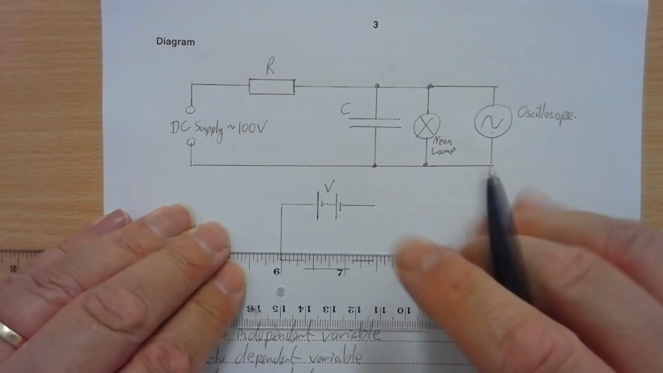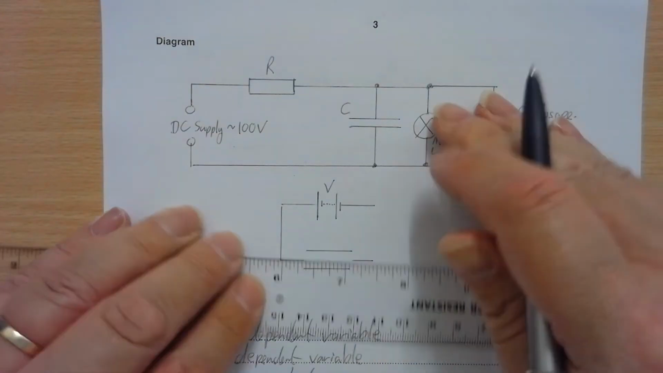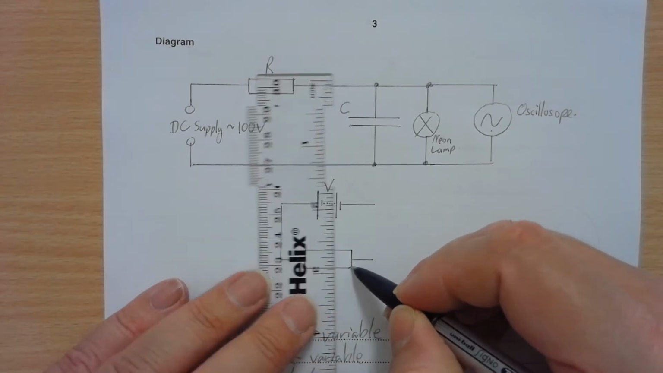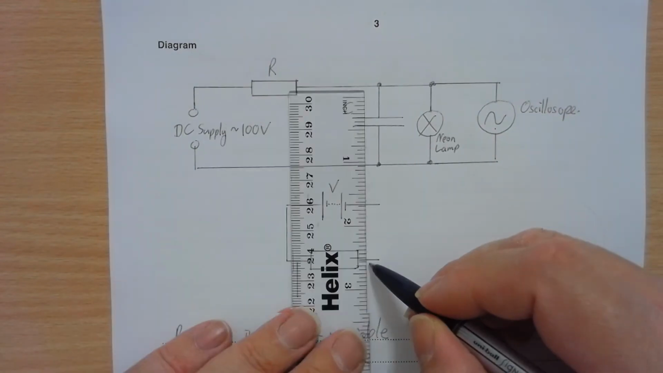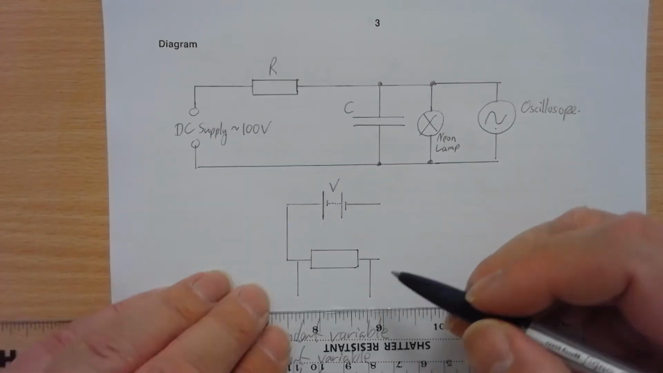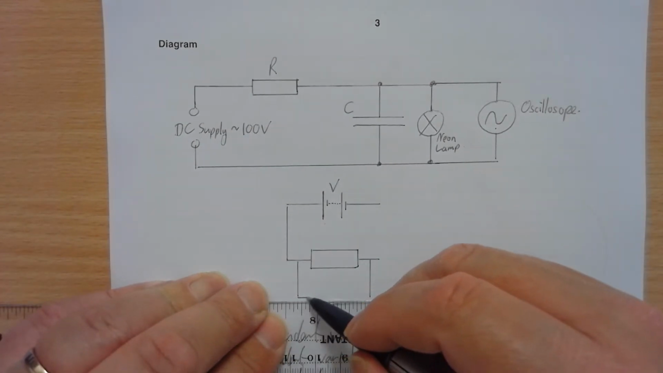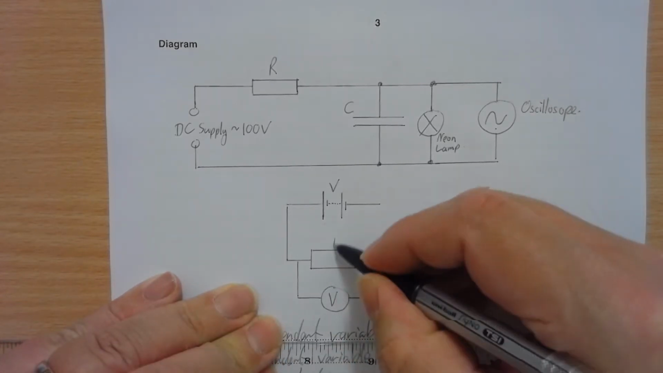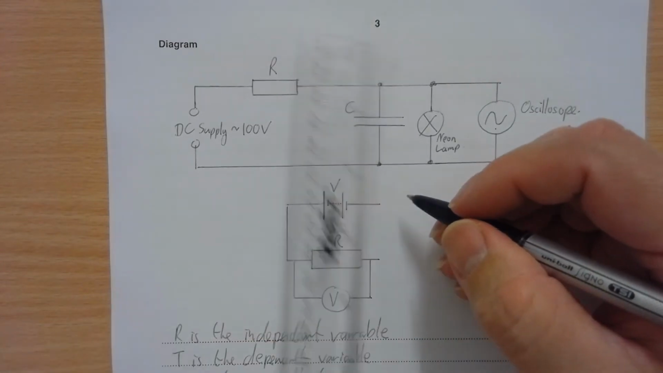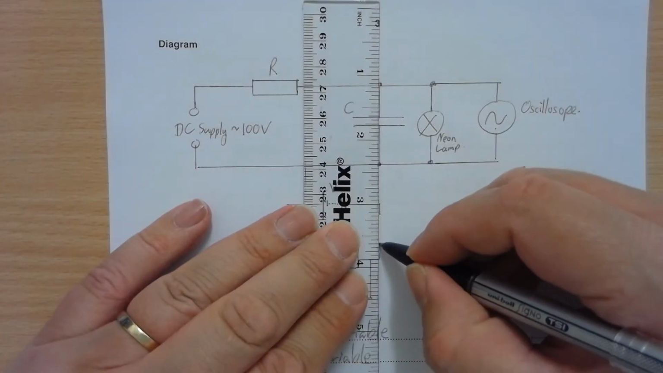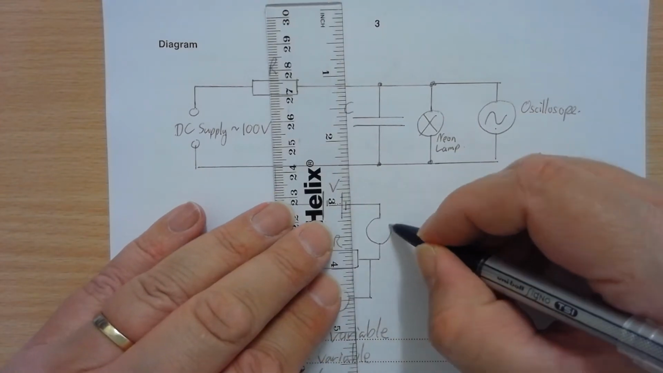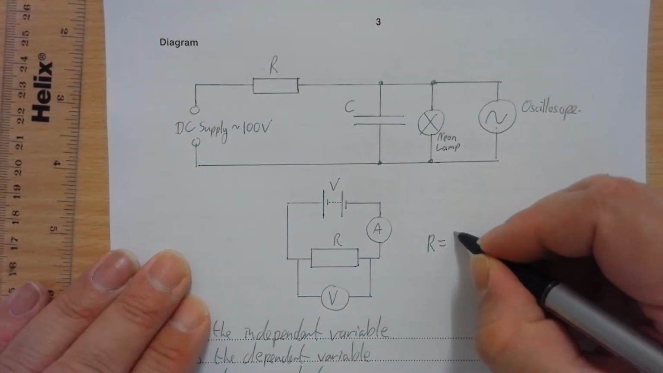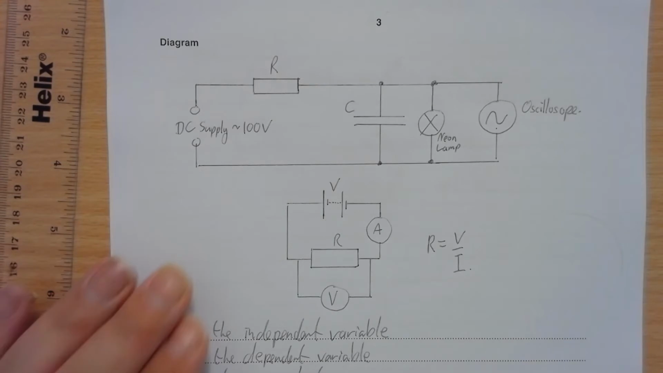And when you're measuring the resistance of a resistor, remember you measure the voltage across it. You don't just trust it to be the EMF of the power supply. That would be incorrect. What you'd do is connect a voltmeter, and to measure the current through it, you would connect an ammeter in series. This is very, very basic. And I'll put it on here that R equals V over I. Okay, so that's how we get R.